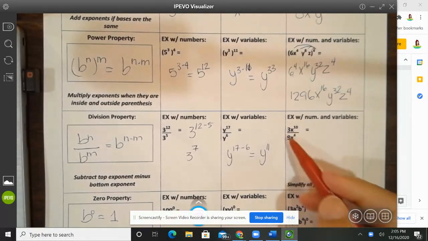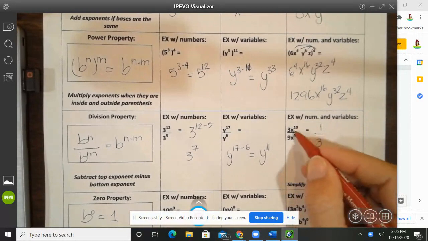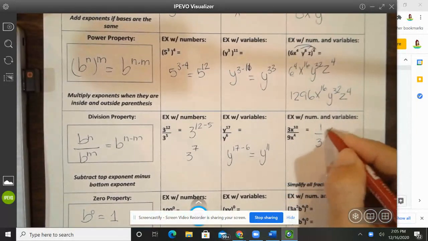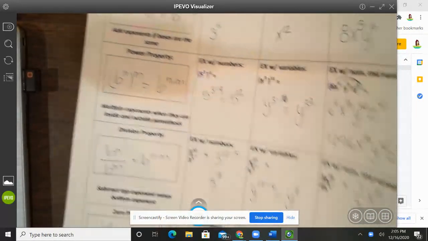And then here we have to simplify the numbers. So if we simplify, we get 1 over 3. And then 10 minus 4, that would be x to the 6th power. And I'm done. All right.